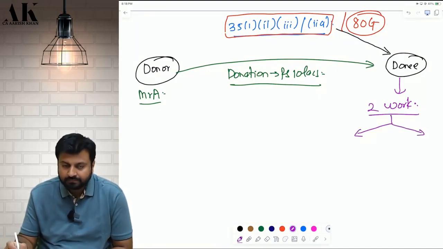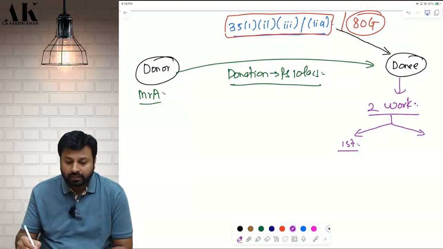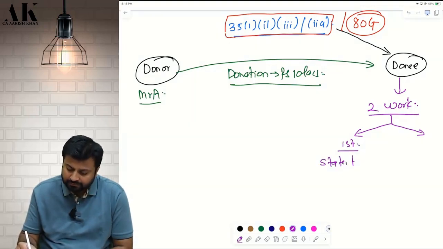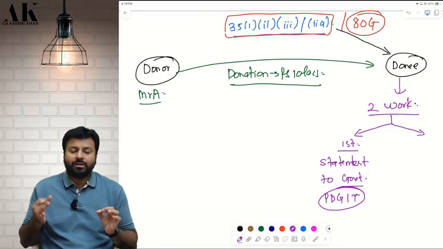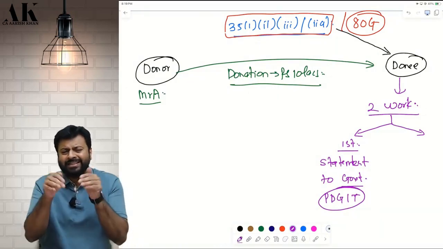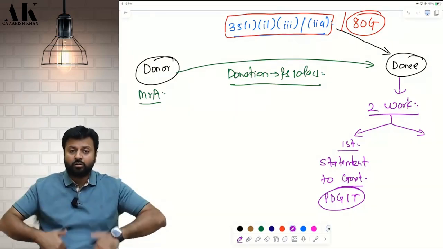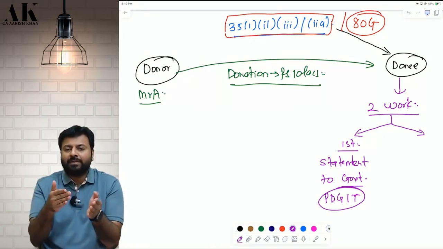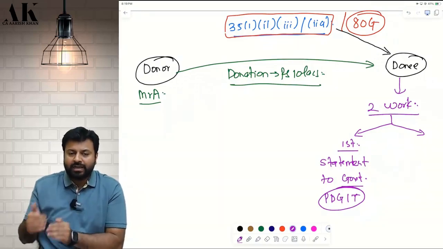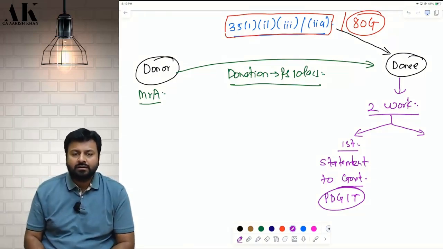First, the donee has to give a statement to the government, to the Principal Director General of Income Tax. What will be there in the statement, sir? That who all have given me the donation. So if I am a donee, I have to give a statement to the government that Mr. Palani has given me a donation, Miss Vishnu Priya has given me, Miss Niveda has given me the donation, and I have to give the PAN number of all of them to the government of India. Are you clear?